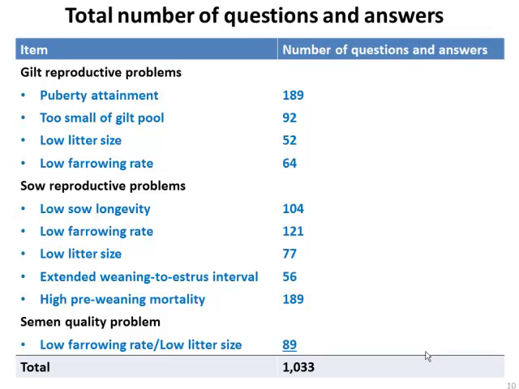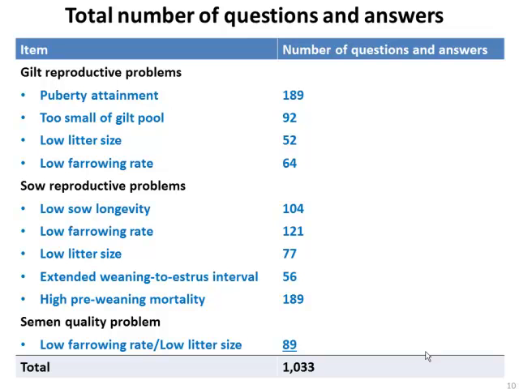The other one is, well, litter size is too low. So there's 52 questions in there. Dr. Stalder did that one. Low farrowing rate was 64. Then you get down to the sow problems. You've got low sow longevity. That's a big push in the industry now. And the National Pork Board is asking how do we increase sow productivity on a long-term basis.